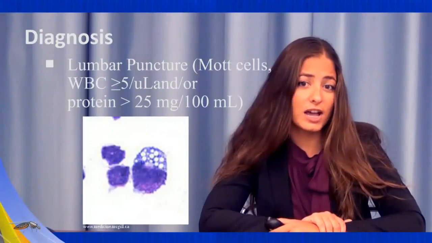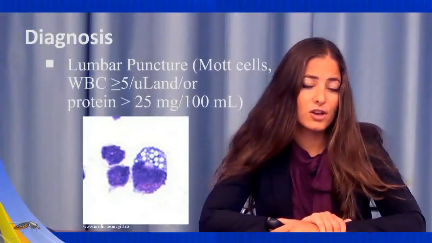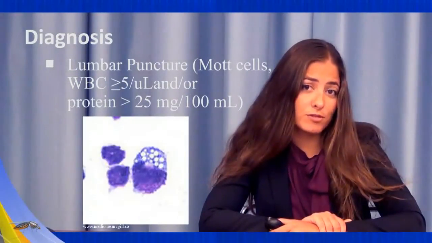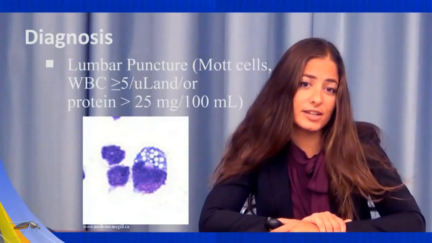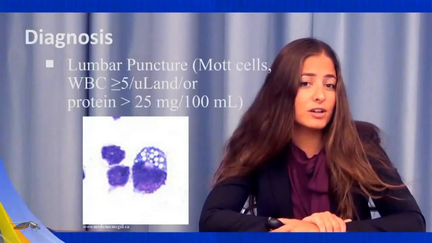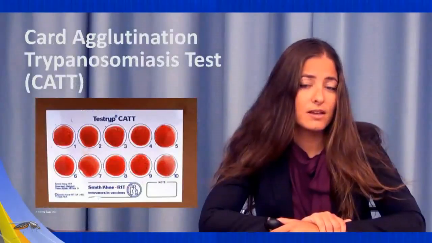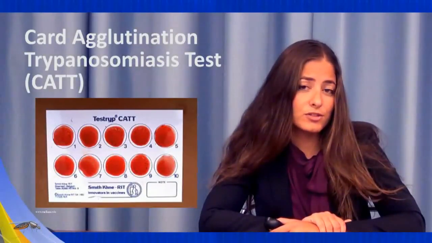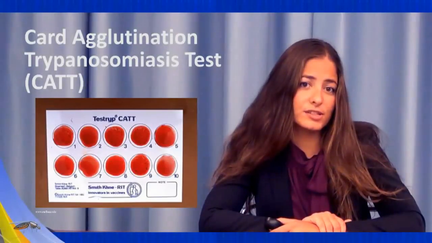MOT cells, which are abnormal plasma cells with vesicles containing IgM immunoglobulin, white blood cells greater than or equal to 5 per microliter, and/or protein greater than 25 milligrams per 100 mL, are all consistent with late stage of disease. Differentiating between the two trypanosomal subspecies is based on travel history and chronicity of the disease, given that they are indistinguishable on microscopy.